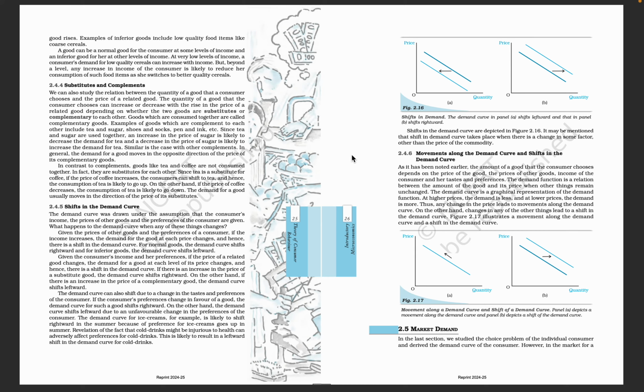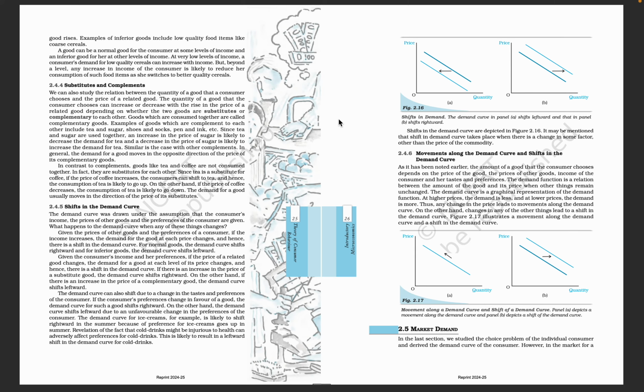Examples of goods which are complements to each other include tea and sugar, shoes and socks, pen and ink. Since tea and sugar are used together, an increase in the price of sugar is likely to decrease the demand for tea, and a decrease in the price of sugar is likely to increase the demand for tea. Similarly, is the case with other complements. In general, the demand for a good moves in the opposite direction of the price of its complementary goods.